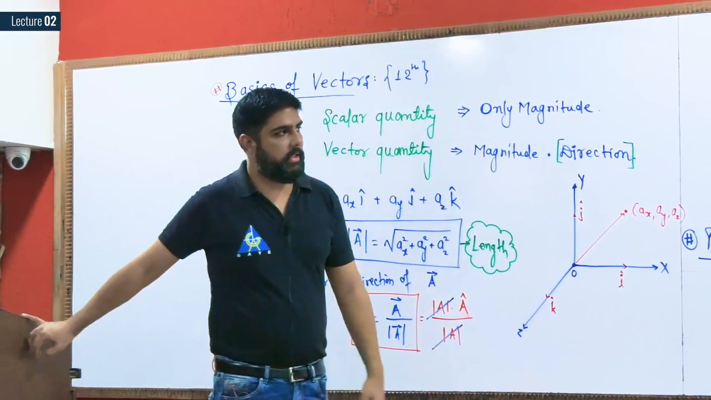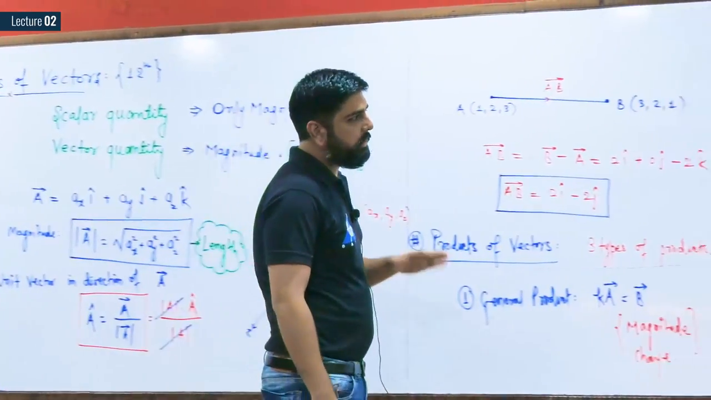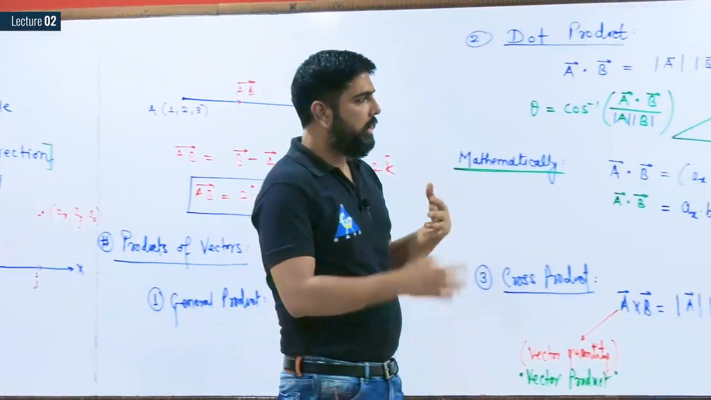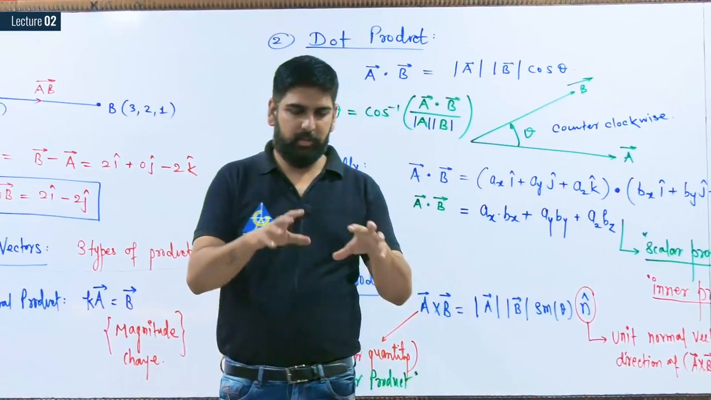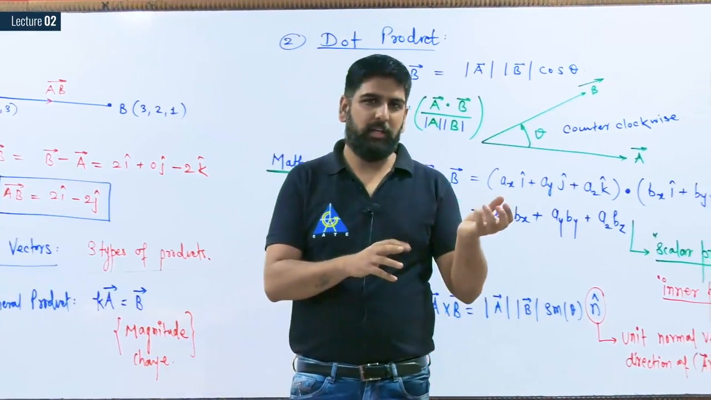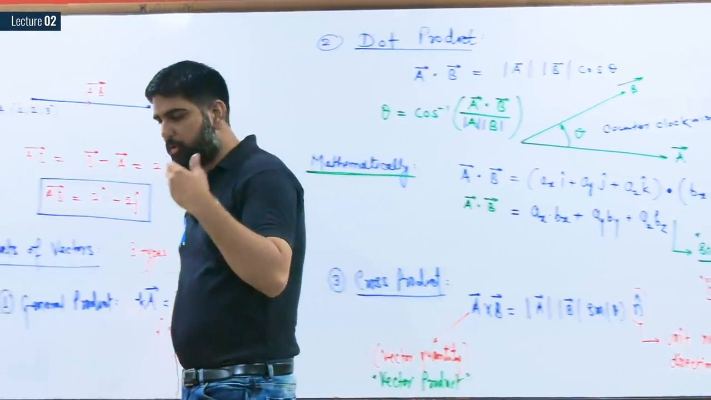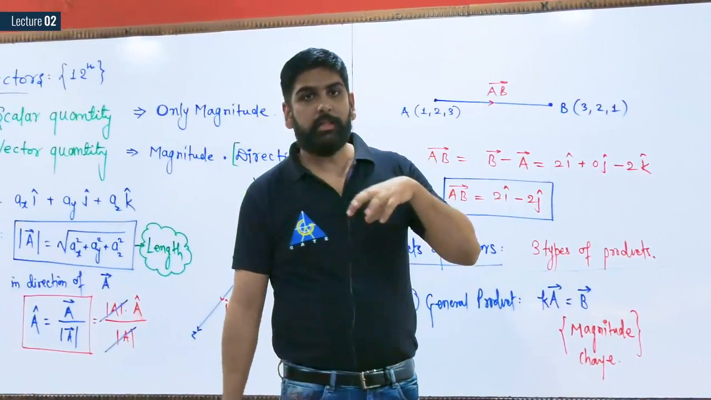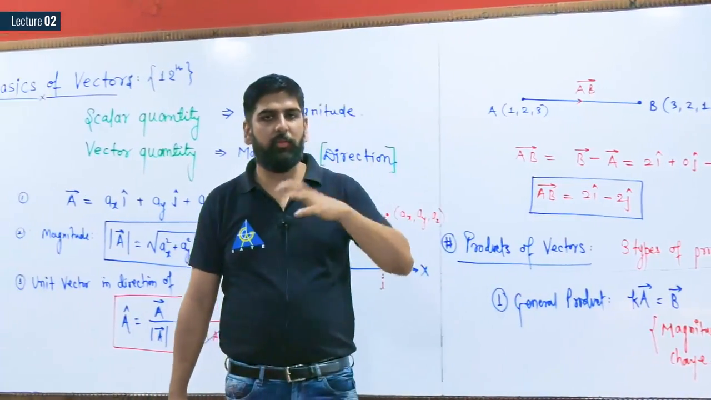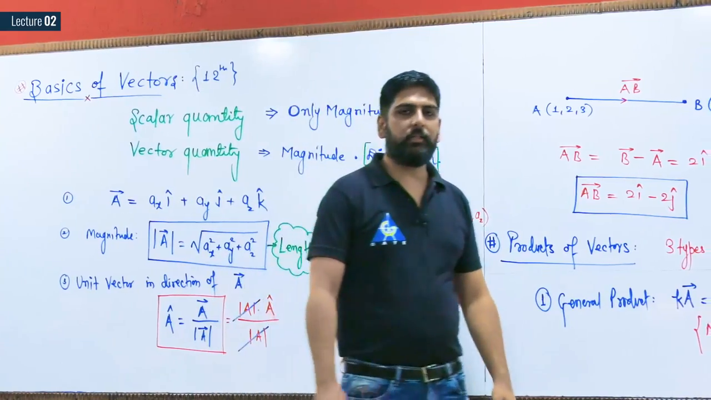So in the next video, we'll discuss some other same kind of basics, but yes, the types of vectors, like orthogonal vectors, orthonormal vectors, multiplication, dot product, cross product. What is the application, right? Area of triangle. So let's discuss in the next video, my dear students.